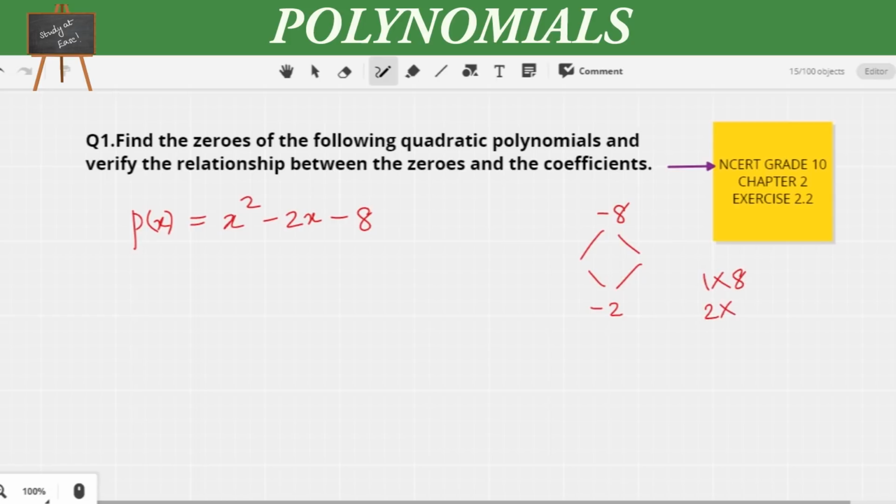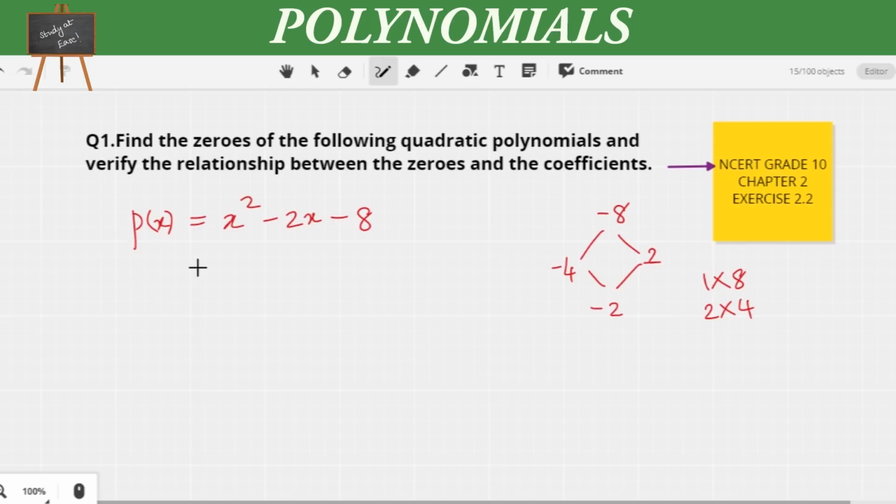So 1 times 8 is 8, but it is not giving me the sum minus 2. Now I have 2 and 4. So if I take minus 4 and plus 2, minus 4 multiplied by 2, I'll get minus 8, and minus 4 plus 2 is going to give me minus 2. So here I have found the factors as minus 4 and 2.